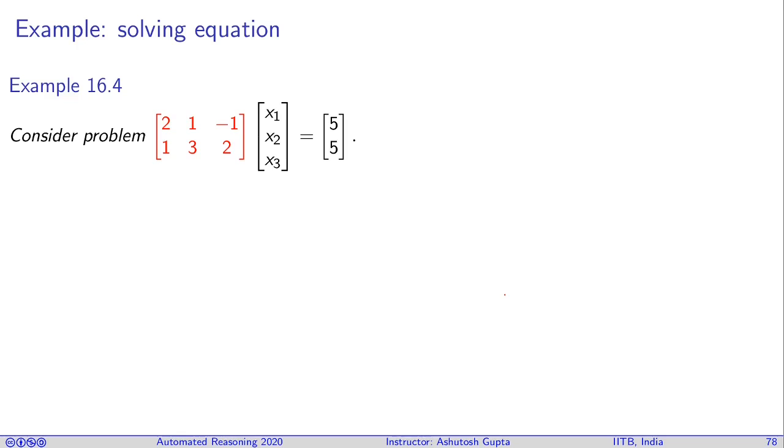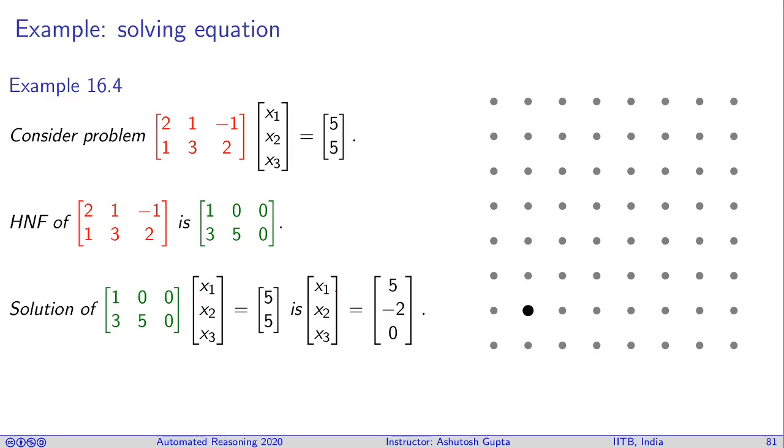So let's look at an example of how that works. This is a matrix which we had handled earlier, and it multiplies with 3 variables x1, x2, x3 and produces a (5, 5) vector. We can see that this (5, 5) needs to be produced using a linear combination of this vector and this vector. Let's see how we can produce (5, 5). We turn this into HNF form and we obtain this column. You can see that x1 and x2 should be 5 and -2.